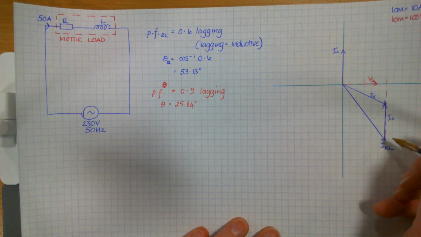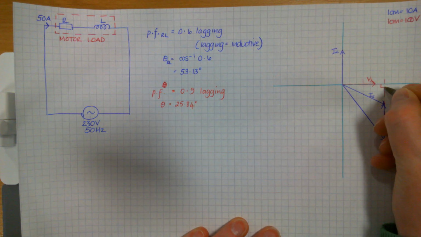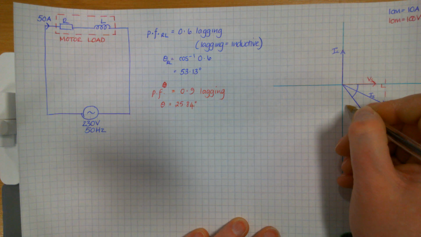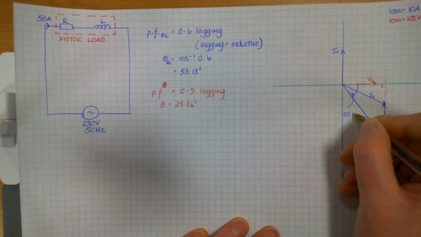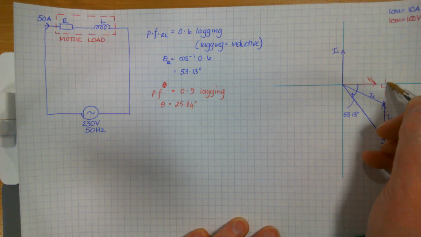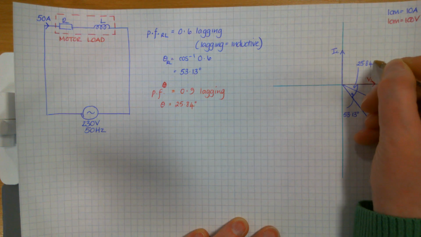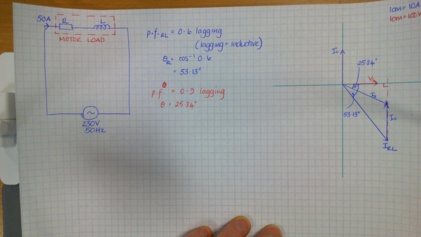So when you look at this phasor diagram, what you should notice is that you've really got a big triangle that's got an angle of 53.13 degrees, and within that you've got a smaller triangle (25.84 degrees). So using that, you should be able to use your SOHCAHTOA to get the value of IC. I'll give you a minute.